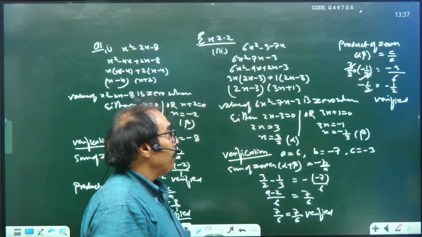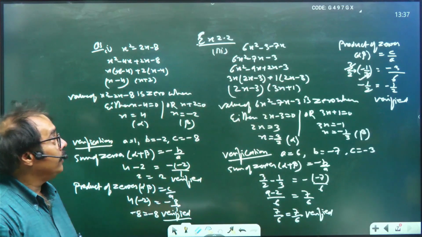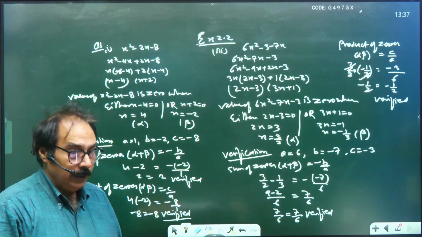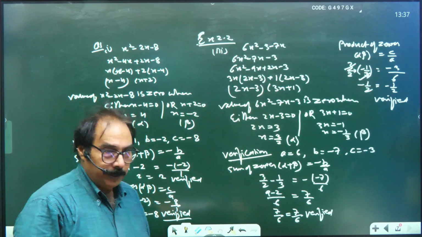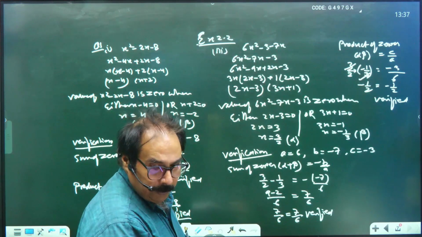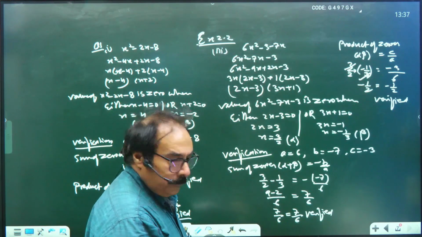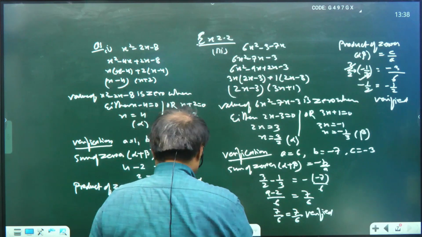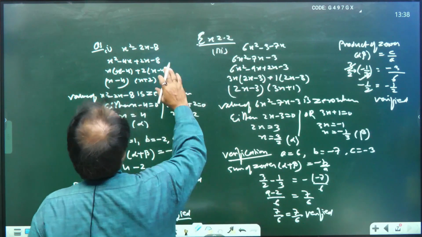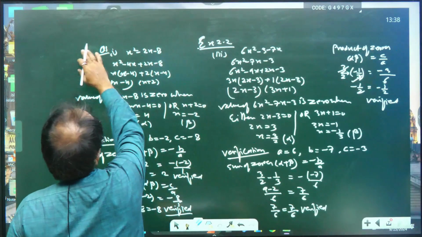Okay, so in this way we will verify, after finding the zeros, with the relationship. Okay, so now I will take two more questions of this exercise, that is the fourth part.